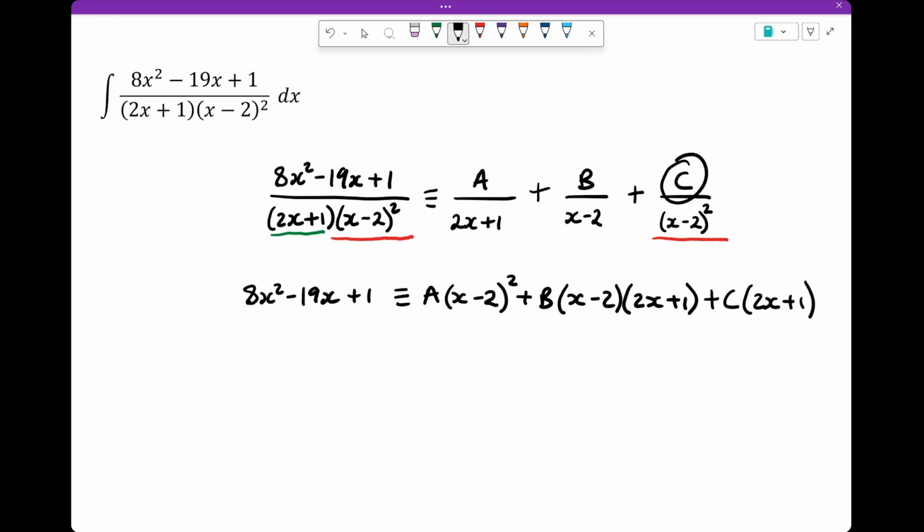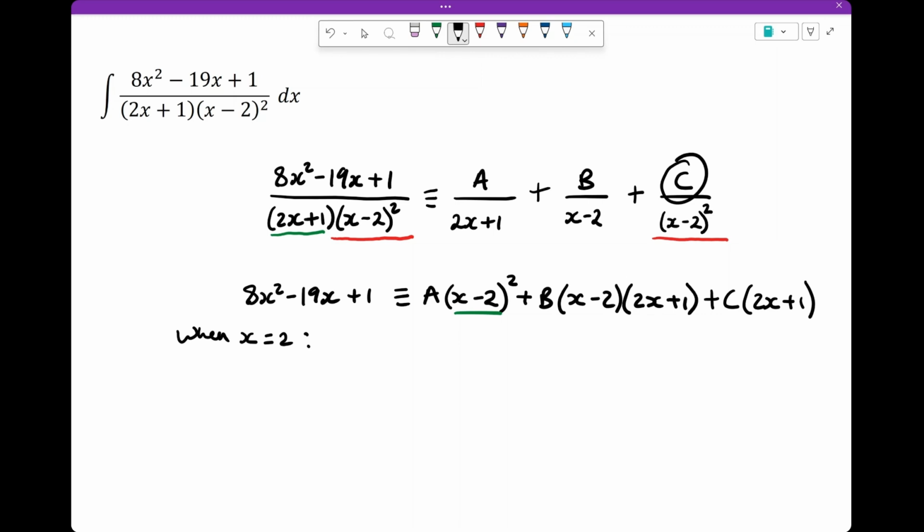So now we have the identity set up that's going to help us find a, b, and c. We just have to think about which x values we are going to substitute into both sides. So if we look at our first term here and consider specifically the bracket, the x subtract 2, which value of x is going to make that equal to 0? Well, it's going to be x equals 2. So we're going to consider when x is equal to 2.